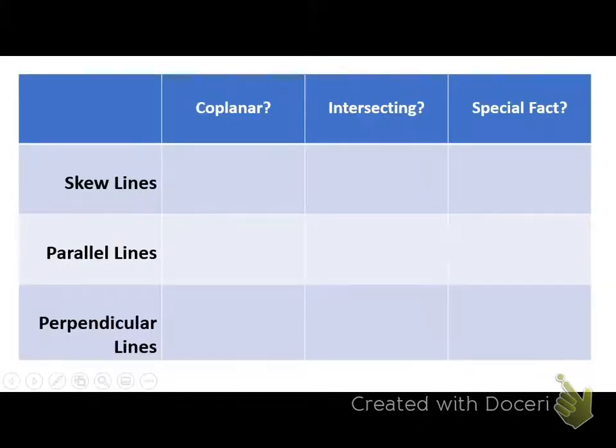This was in 3.1. We went over points, lines, planes. Actually, no, we didn't go over points, lines, planes. It went over parallel lines, perpendicular lines, skew lines. So we're going to draw this chart. It is 4 by 4, so 4 columns by 4 rows.